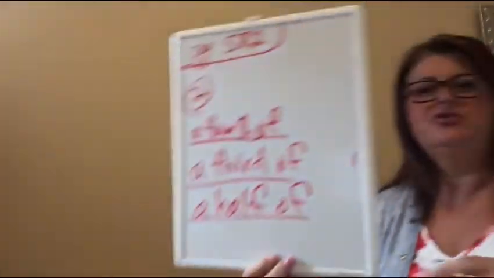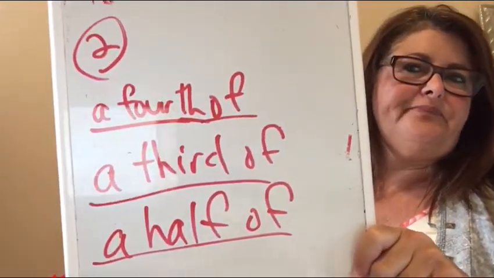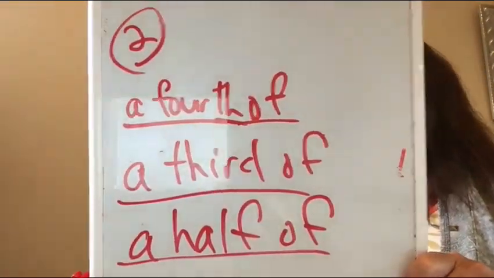And the last one is a square broken up into 2 equal pieces. So the answer is, what is 2 equal pieces? It is a half of. Two equal pieces is a half of. It's a half of the square.